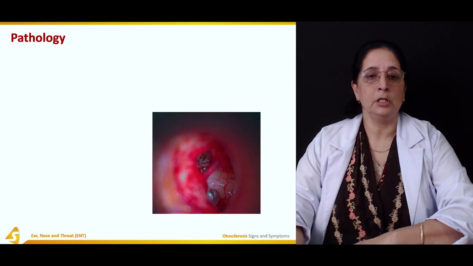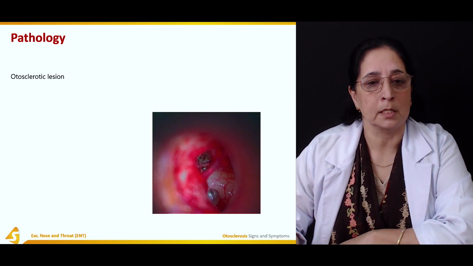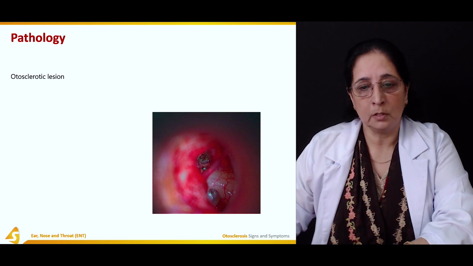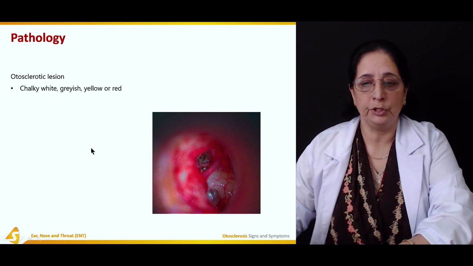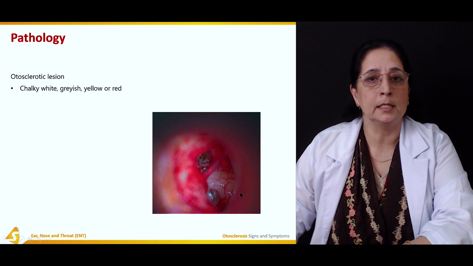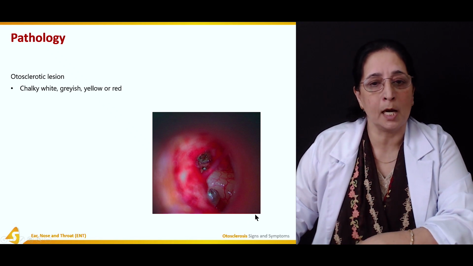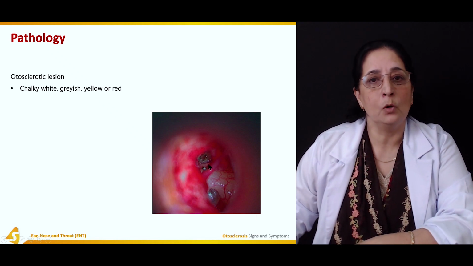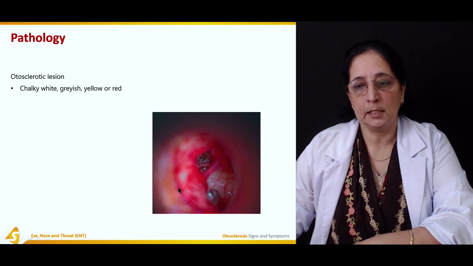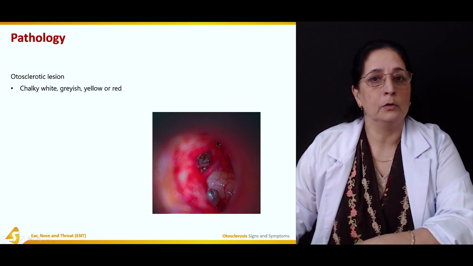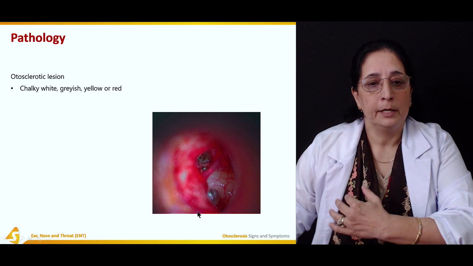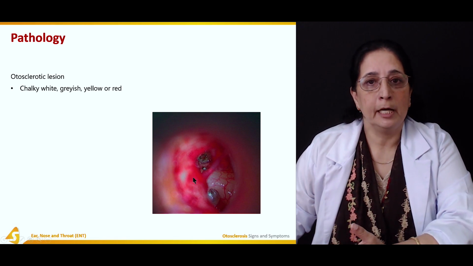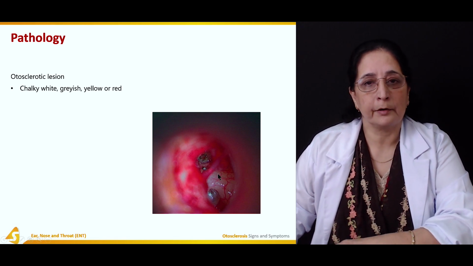So pathology of otosclerosis. The otosclerotic lesion is usually, if you see in this diagram, chalky white, grayish, yellow or red. So this is the picture of the otosclerotic lesion: chalky white, grayish, yellow or red.